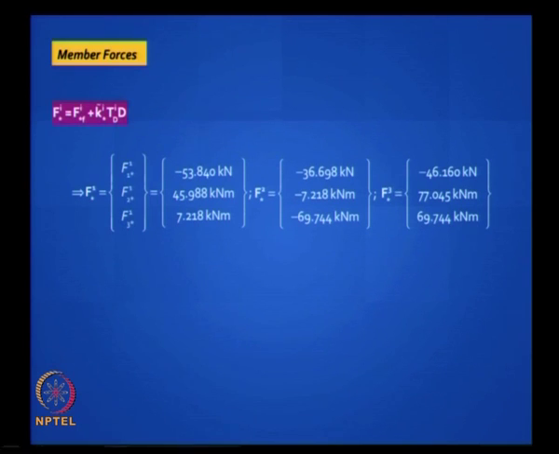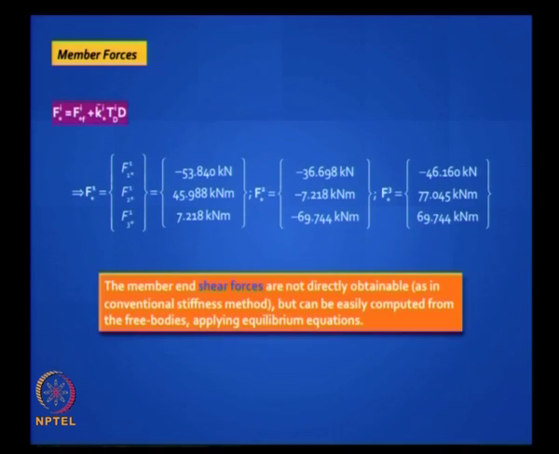Now this is where there is a slight difference from the previous method. What is the difference? You have only 3 degrees of freedom. In the conventional stiffness method you got everything, you got the member end moments, member end axial forces, member end shear forces. Now you got only 3, the rest you got to figure out yourself, which is okay.